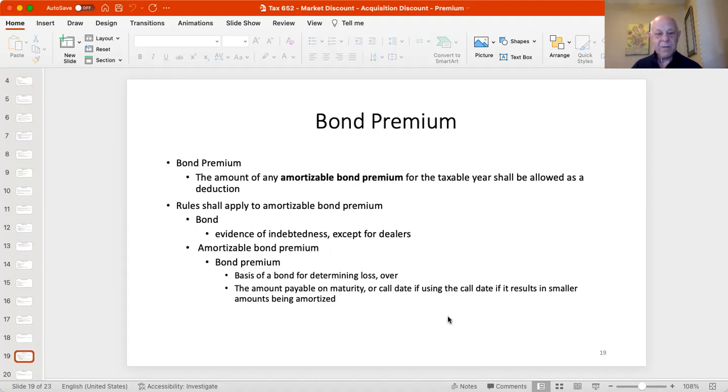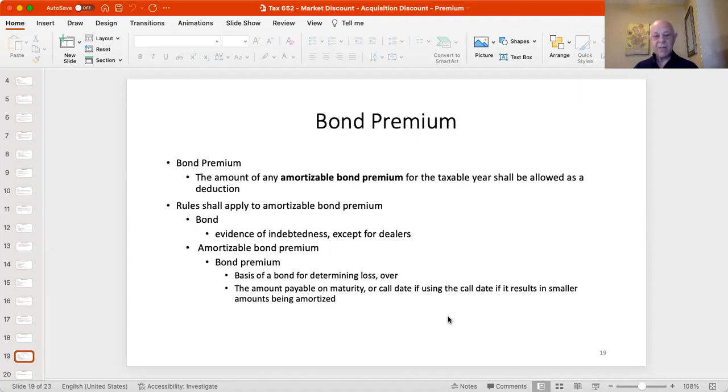So what are the rules with respect to bond premium? The amount of any amortizable bond premium shall be allowed as a deduction. So we're going to be able to amortize the bond premium, and we're actually going to be able to take a deduction for it. So what's a bond? It's an evidence of indebtedness.